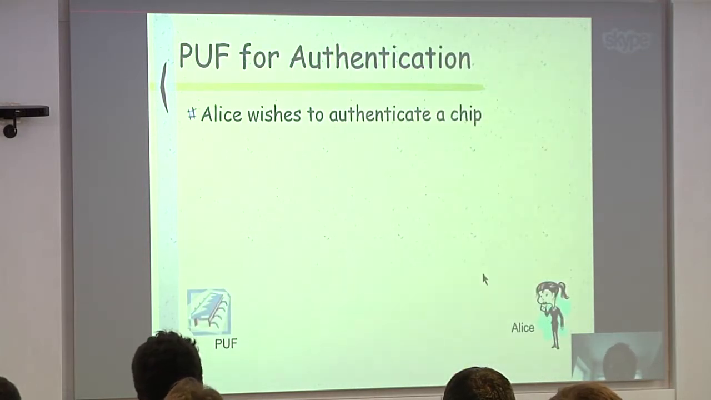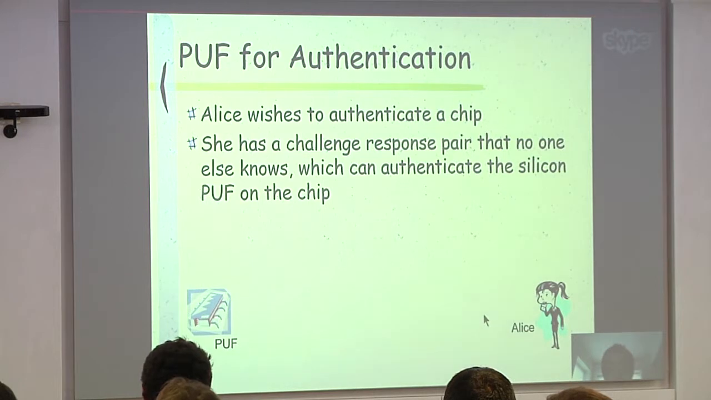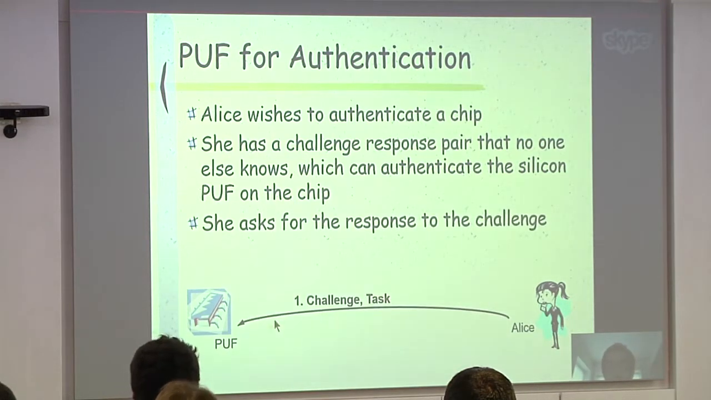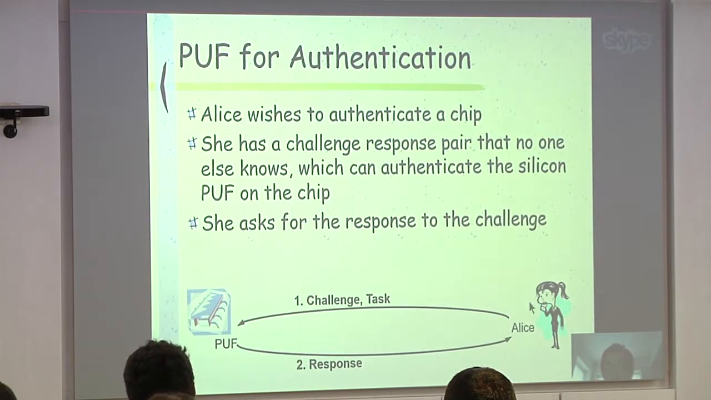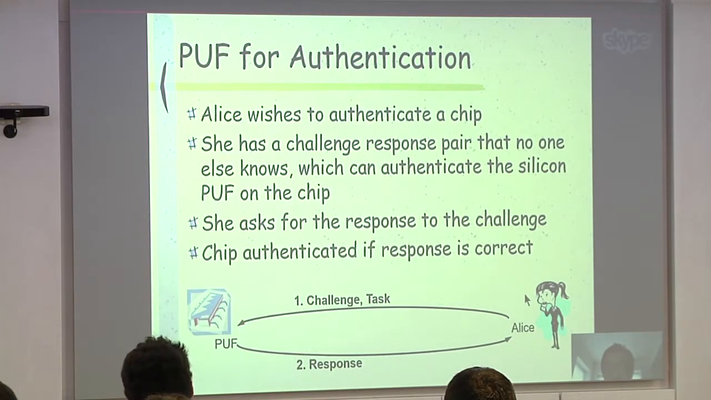So I'm going to mention three applications of how PUFs can be used for authentication. The first one is, I have a user Alice who wants to verify or authenticate a device. So Alice has some pairs of challenges and responses. She's going to send a challenge, or a task, for the PUF device to do, and the device sends the response back to Alice. Alice will do a simple comparison, to compare whether the response is whatever she's expecting or not. If the response is correct, the chip has been authenticated. Otherwise, the chip is fake.